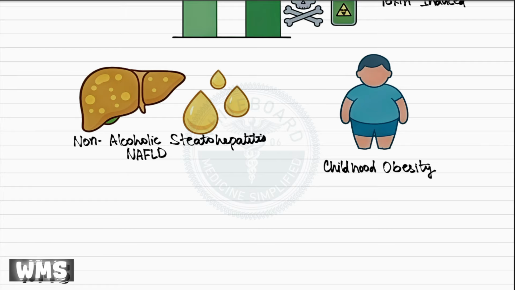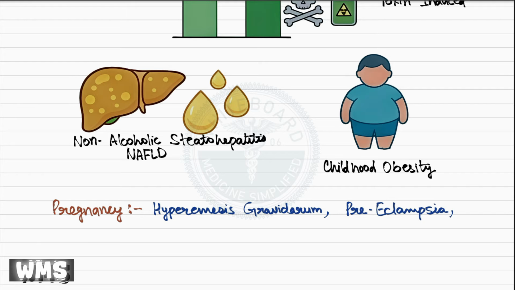ALT levels are also higher in non-alcoholic steatohepatitis and in conditions like childhood obesity and non-alcoholic fatty liver disease. Hepatic fat accumulation causes injury to liver cells, leading to an increase in ALT levels. Physiologically, ALT can also be elevated during the second trimester of a normal pregnancy. In symptomatic pregnancy-related conditions such as hyperemesis gravidarum, preeclampsia, and HELLP syndrome, ALT levels can rise significantly but typically fall rapidly, often by more than 50% within 3 days after delivery, indicating recovery.